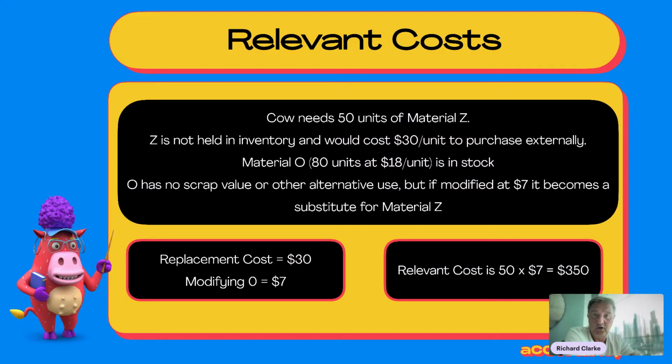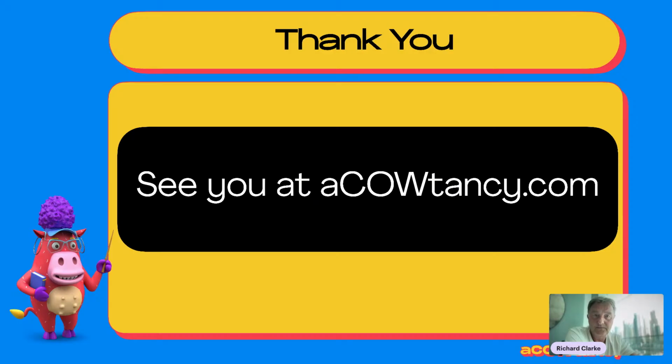I think I've got one more for you. No, I haven't. That's the end. So go through them all, stop the video and go through them all again. I've got plenty more on aCOWtancy.com where you can see them, but the whole point is that relevant material is something that's future incremental cash flows, and the best way to revise it really is just to do the numbers, just do more and more examples, and it suddenly becomes good.